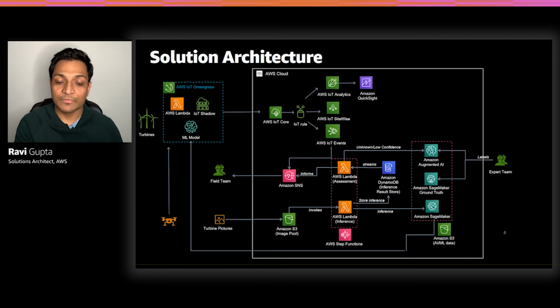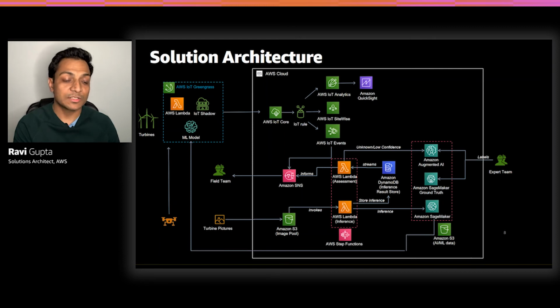The results of the inference are sent to DynamoDB. From there, we use another Lambda function to assess the output of the SageMaker inference. If the confidence level is too low, we use another AWS service called Amazon Augmented AI. Another piece we are showing here is Amazon SageMaker Ground Truth, used for the training of the original model. So that's the machine learning piece.